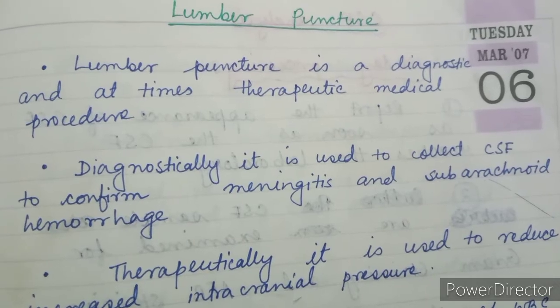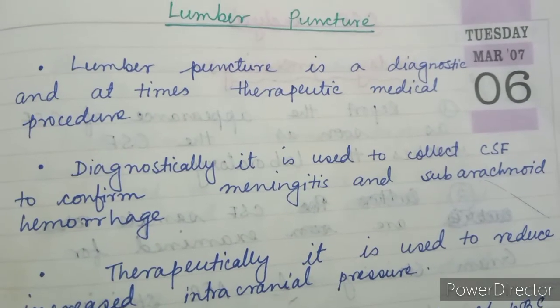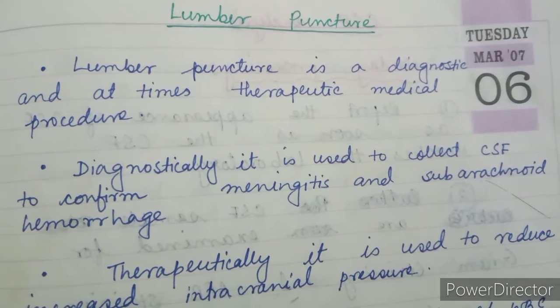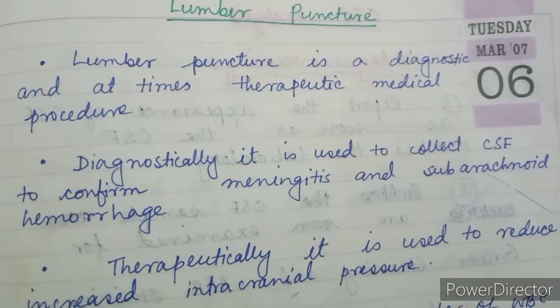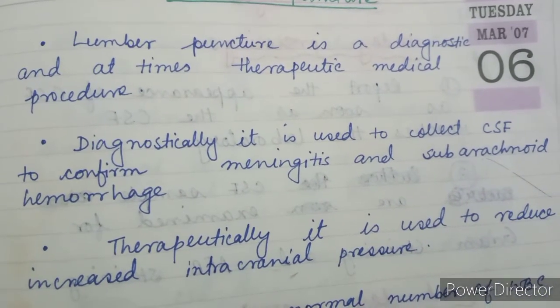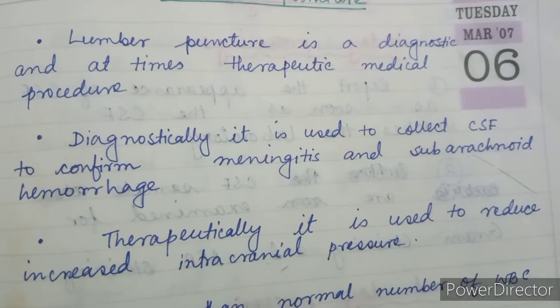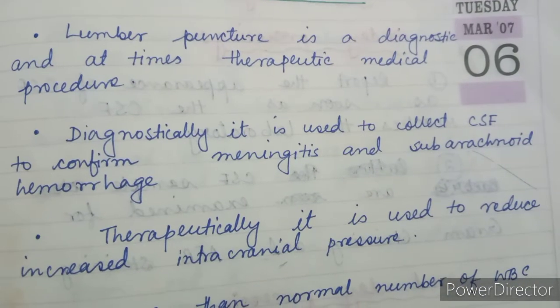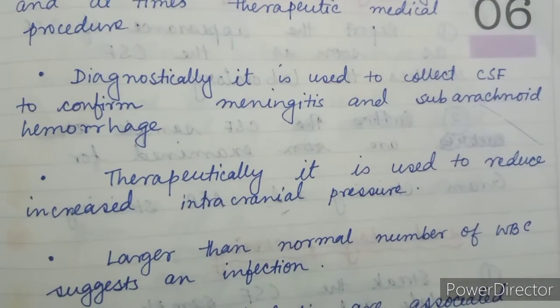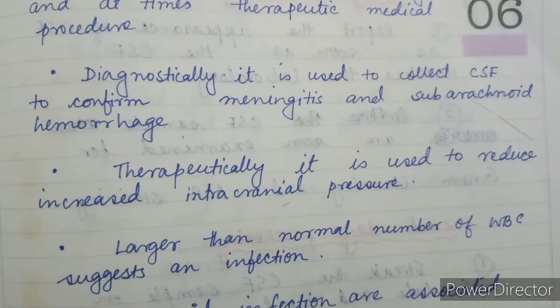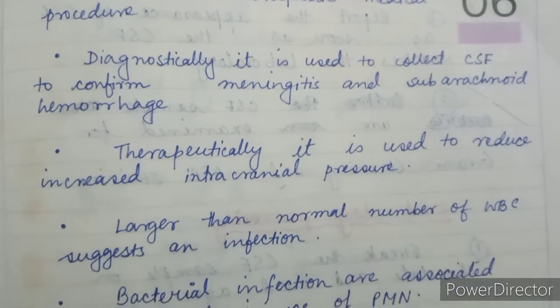Lumbar puncture. CSF is collected mainly by lumbar puncture. Lumbar puncture is a diagnostic and at the same time therapeutic medical procedure. Diagnostically, it is used to collect CSF to confirm meningitis and subarachnoid hemorrhage. Therapeutically, it is used to reduce increased intracranial pressure.